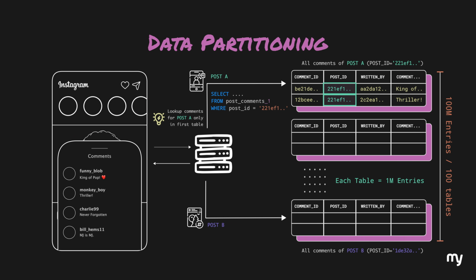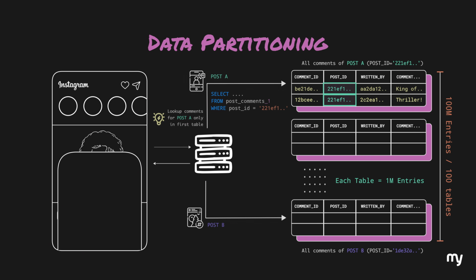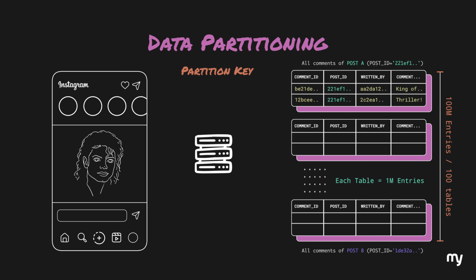To achieve this, we have to introduce something called a partition key. A partition key is basically one of the columns of your table based on which you split the data. So in our case, we want to ensure that the comments of a particular post always go in the same table. Since posts are represented by post ID, we will define our partition key as the post ID.